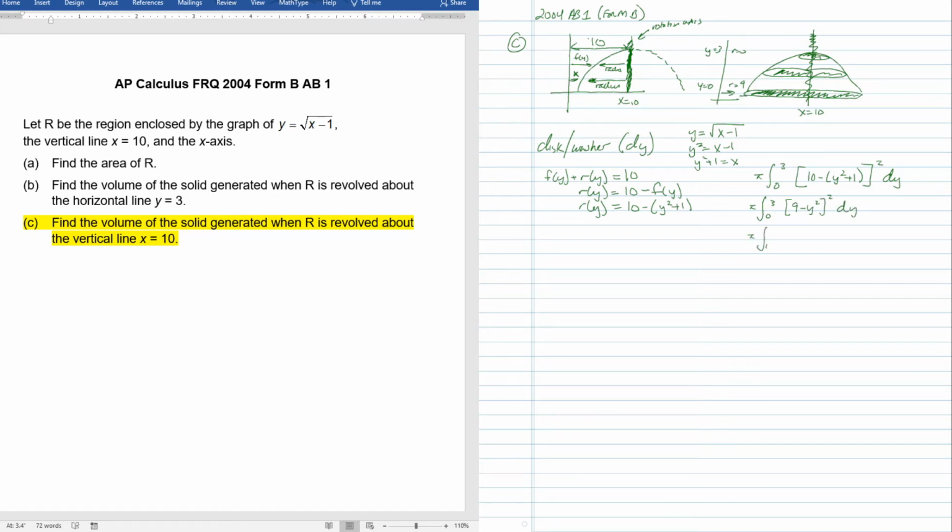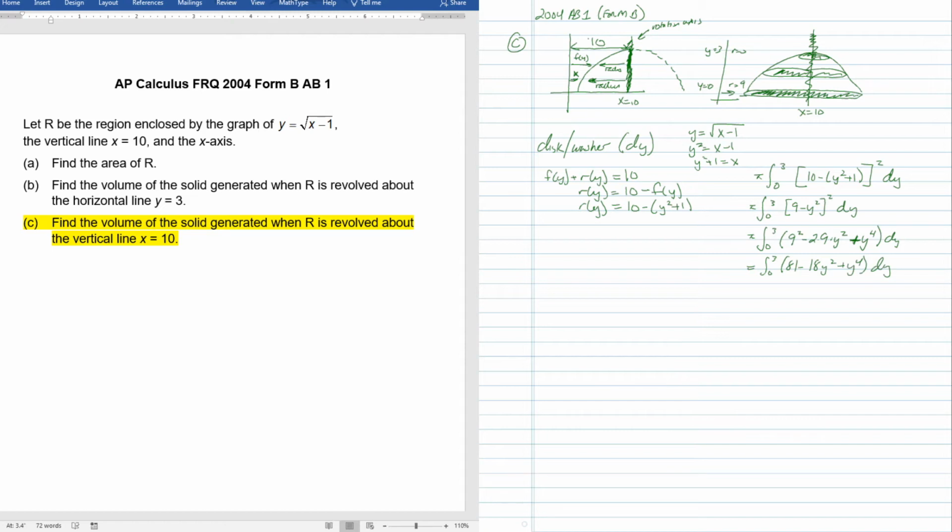dy. So if you wanted to work it out, you'd actually have 9 squared minus 2 times 9 times y squared plus y to the 4th dy, which means the integral would go from 0 to 3 of 81 minus 18y squared. Oops, this is a plus y to the 4th. Negative y squared times the negative y squared is positive y to the 4th. Therefore, positive y to the 4th dy. That is something that could easily be worked on and continue to solve.